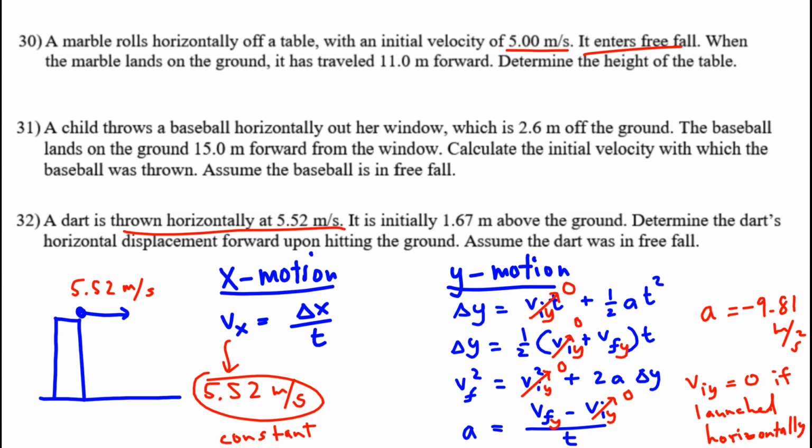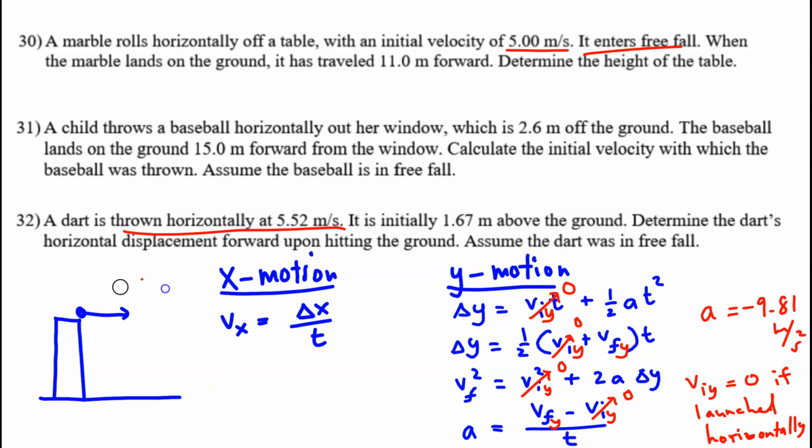So that's kind of a nice, simple fact. Well, let's look now at the middle problem. The middle problem says, a child throws a baseball horizontally. Okay, take note. She throws it out of her window, which is 2.6 meters off the ground. The baseball lands on the ground, and it has traveled 15 meters forward from the window. Calculate the initial velocity with which the baseball was thrown, assume free fall.